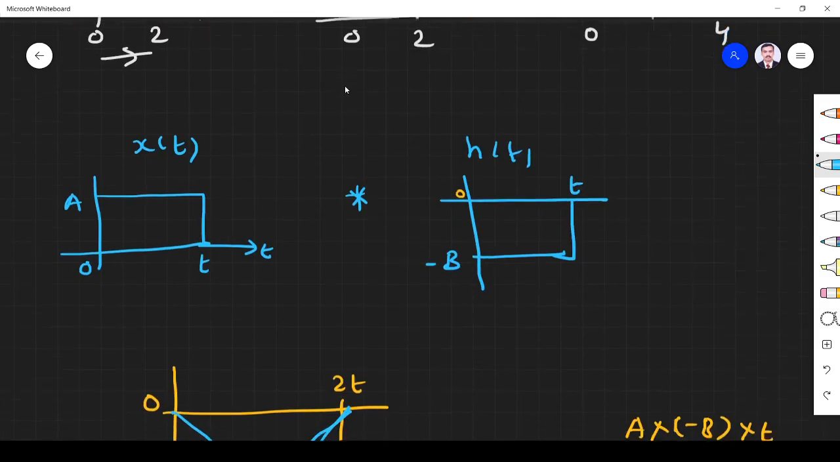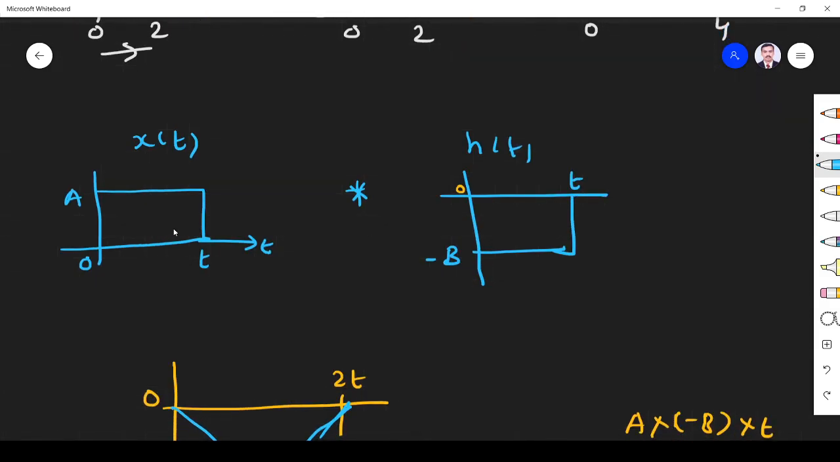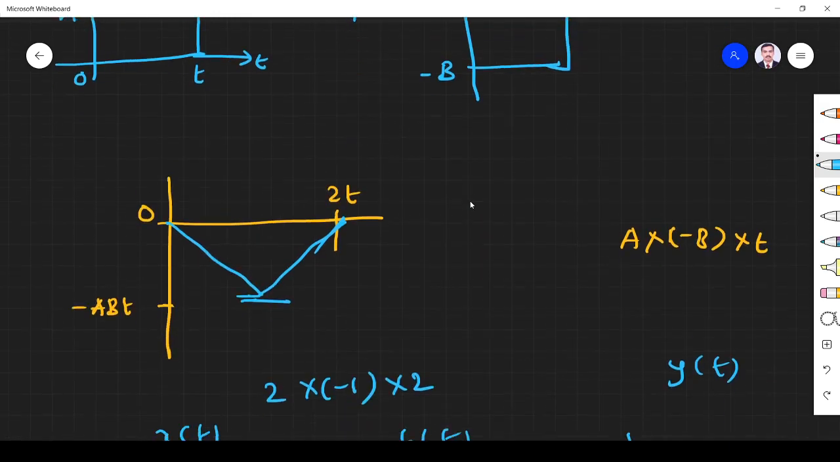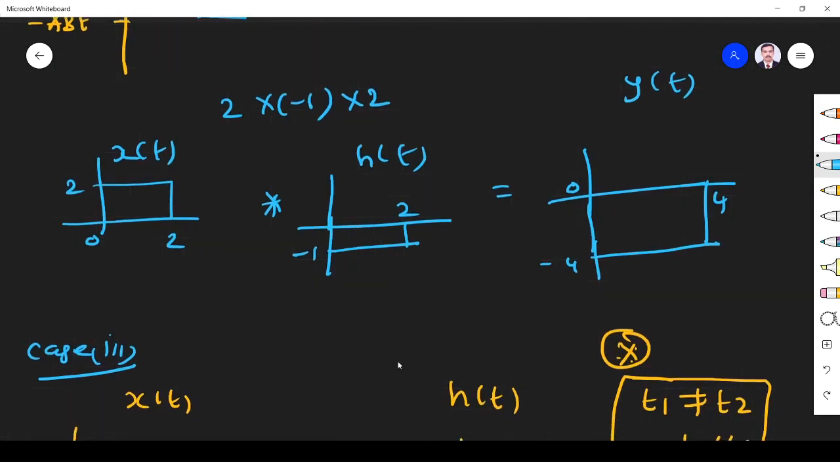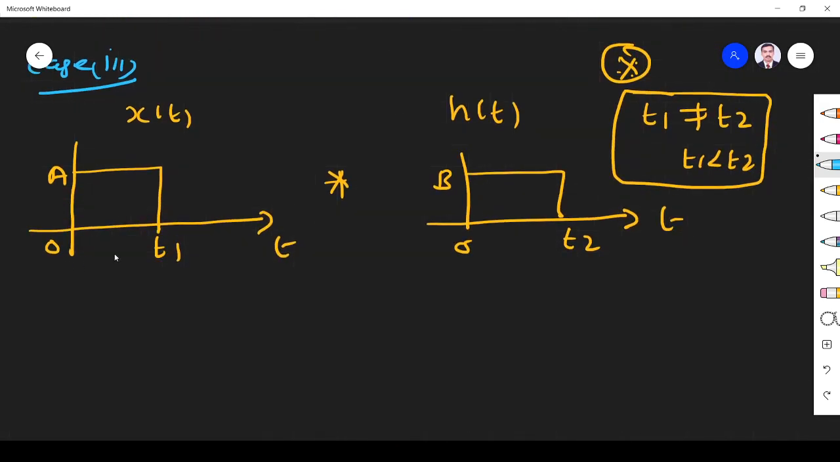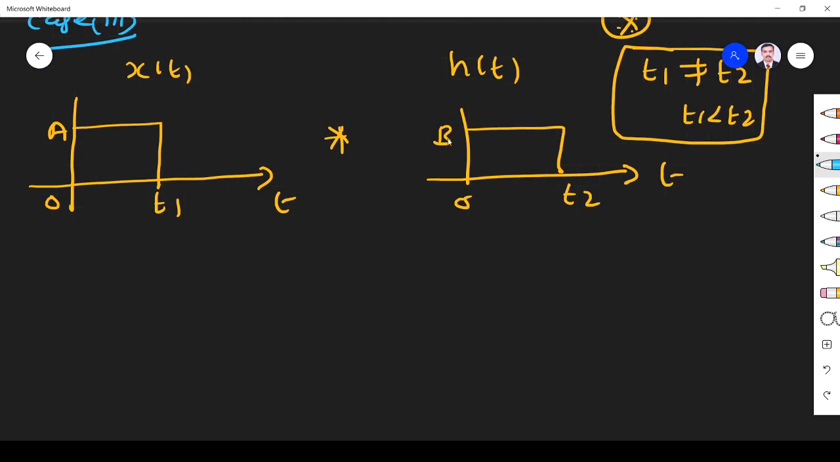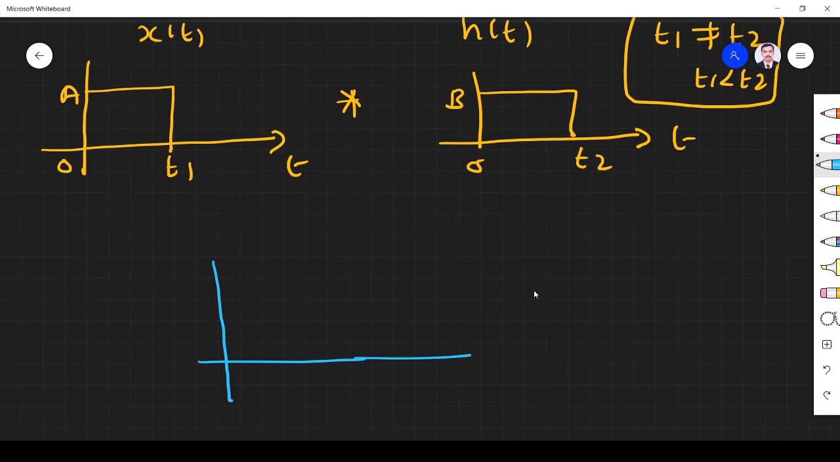Here also you see the same length of unit step, 0 to t, 0 to t. The result will be a triangle. Here in case 3 the length of the time is different, 0 to t1, 0 to t2. When the length of the time is different, what happens here is the result will not be a triangle. It is a trapezoid.